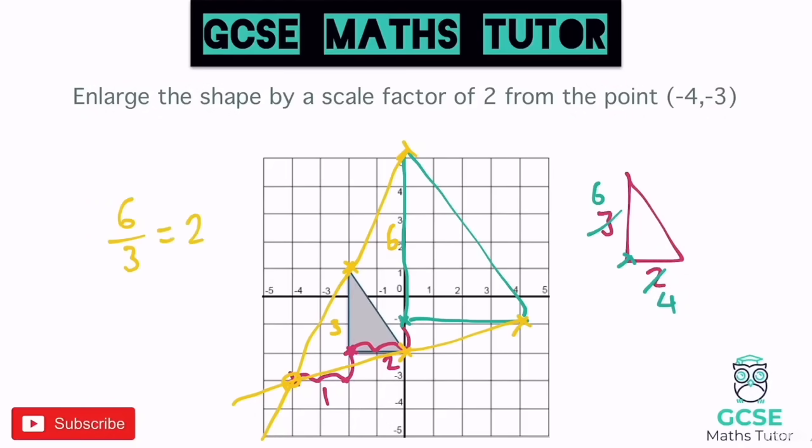So if it was already drawn in, we found our enlargement point, we just say it's an enlargement, a scale factor 2, and from this point down here, just like it did in the question, enlargement, scale factor 2, and from this particular point.